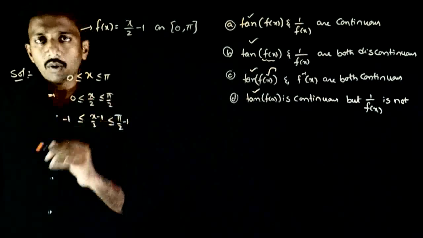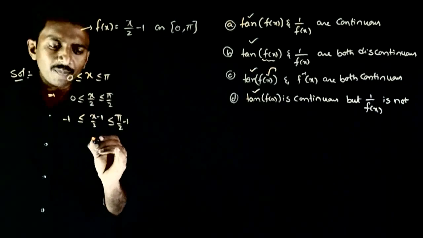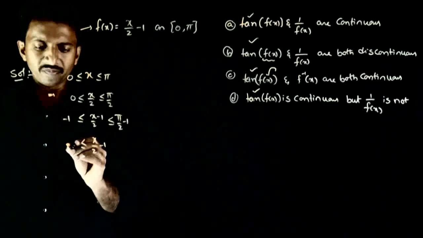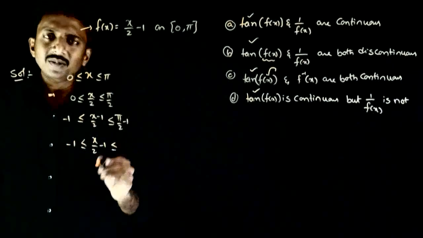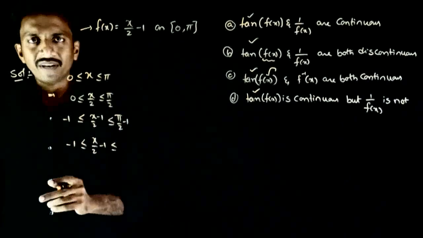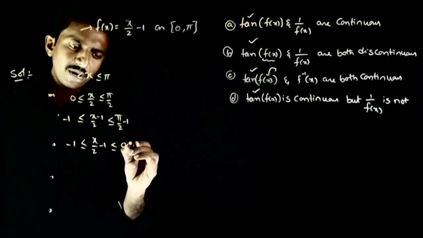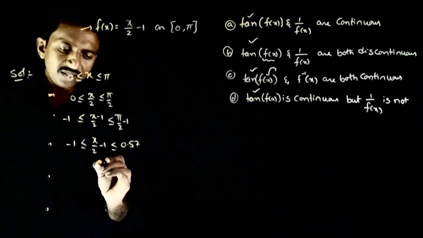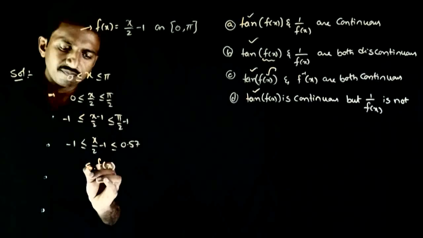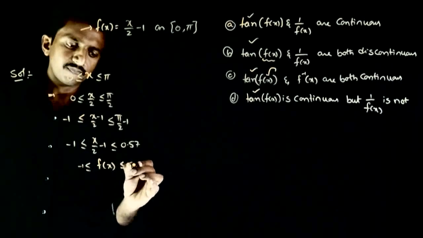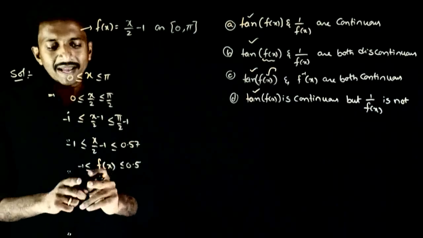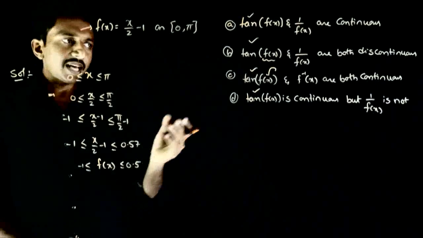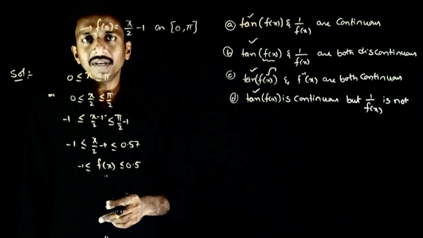pi by 2 minus 1. This means, approximate values we have seen, x by 2 minus 1 is in between minus 1 and approximately pi by 2 is something like 1.57, minus 1. So approximately minus 1 to 0.57. So this is where my f of x lies. Okay. So the numbers between minus 1 and 0.5 are going inside the function tan.